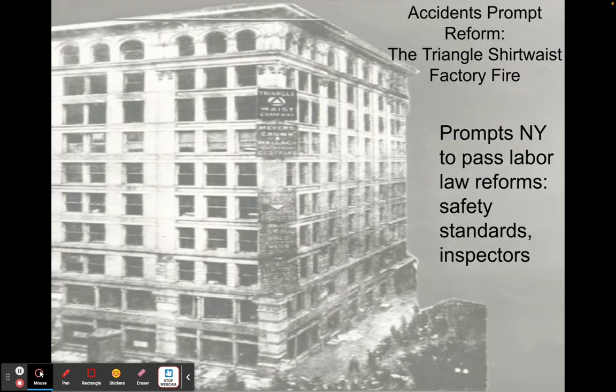Other accidents at different factories will also prompt reform. This building you see on the left is the Triangle Shirtwaist Factory. It catches fire, and hundreds of women were trapped in the building, and there were no regulations or fire codes or anything like that in place. So this prompted the city of New York to pass labor laws, safety standards, and have inspections at job places to make sure that where people are working is safe, and they wouldn't have a disaster like the Triangle Shirtwaist Factory happen.